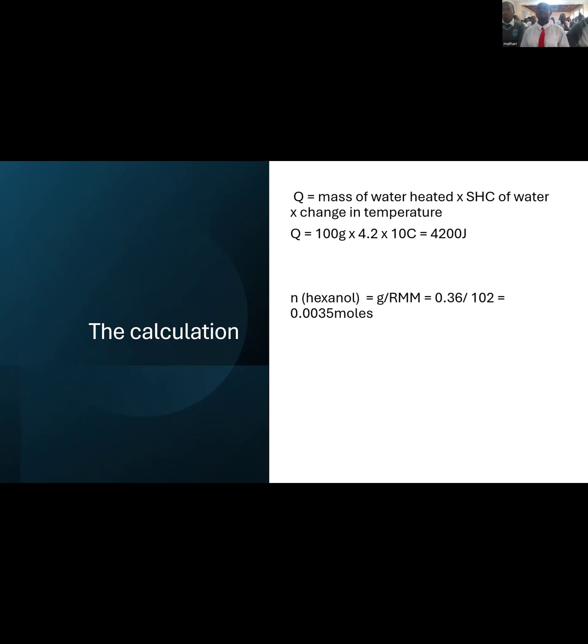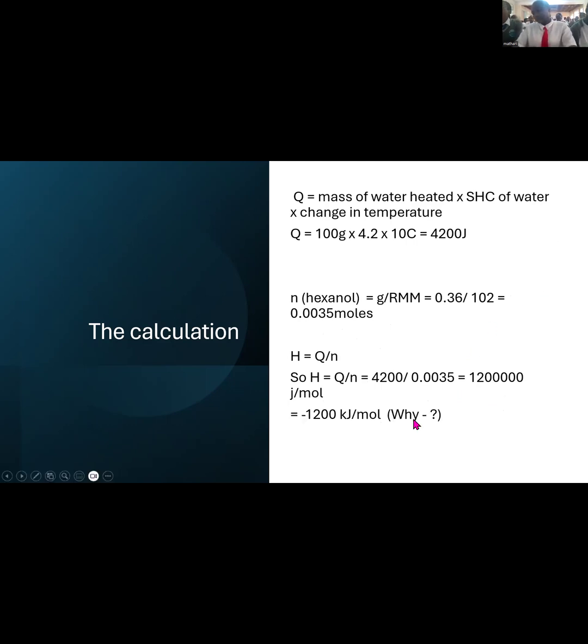So the number is not 0.0035. If you do the calculation and you say, okay, 0.36 divided by 102, it comes out as a more complicated answer, 0.003529 and so on. So keep that on your calculator. Then delta H is this Q here over that N there. So it's 4,200 over 0.0035, which is around about that many joules per mole. But we don't do it in joules per mole. It has to be in kilojoules per mole. So it's 1,200 kilojoules per mole.